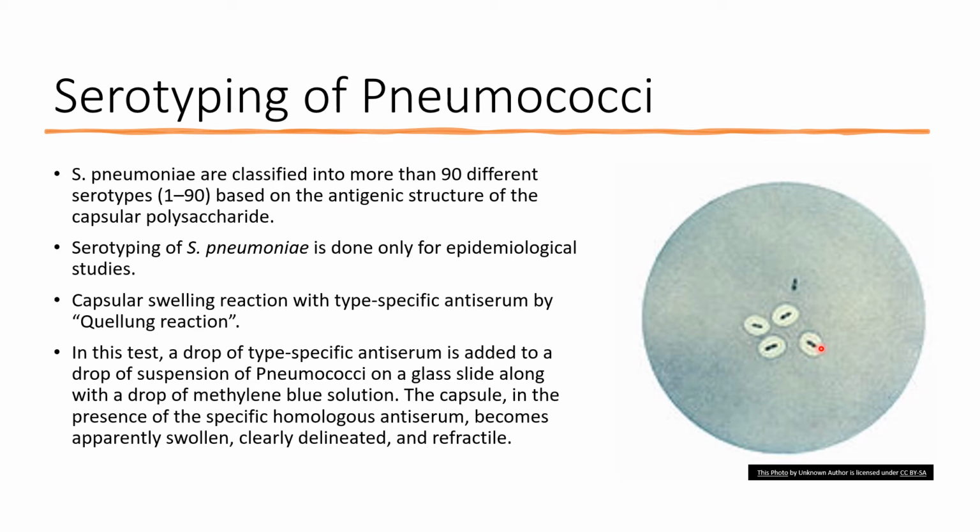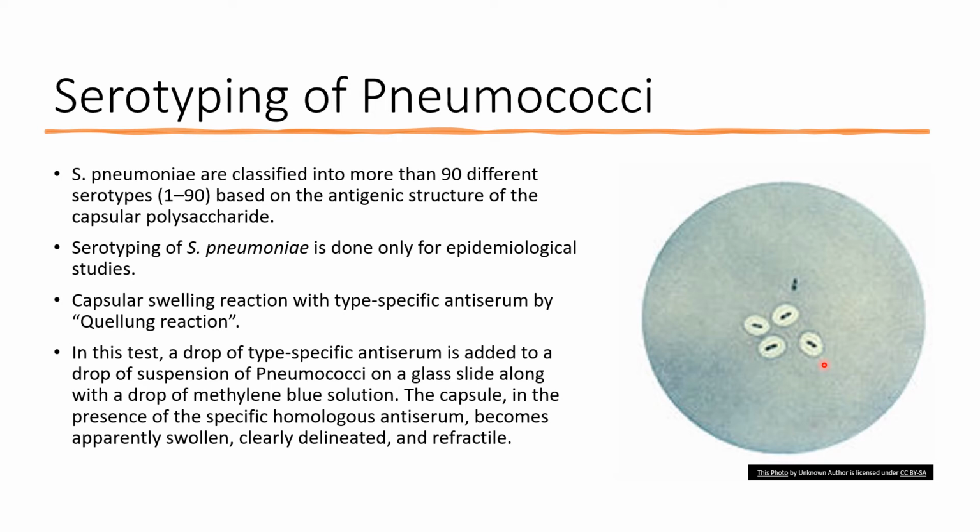The cells will look blue in color because of the presence of methylene blue, whereas they will not take up the color. They will be totally delineated from the cells, and the capsule will also be transparent in nature. That means refractile in nature. So this test basically is done in this way.